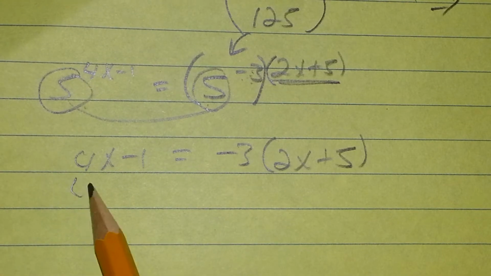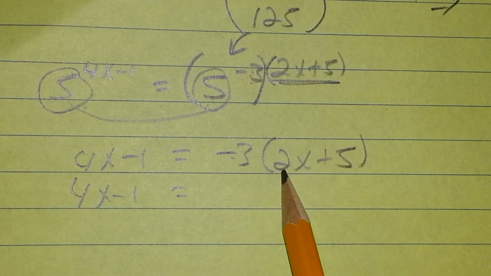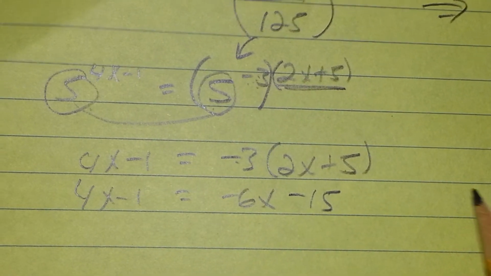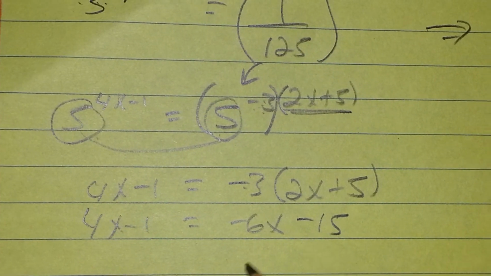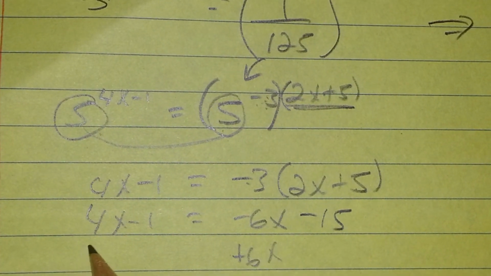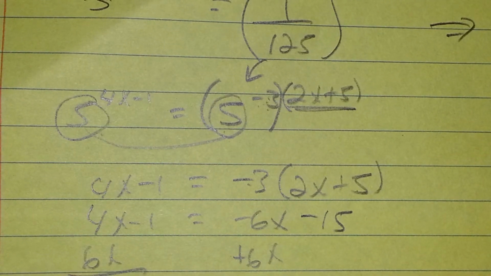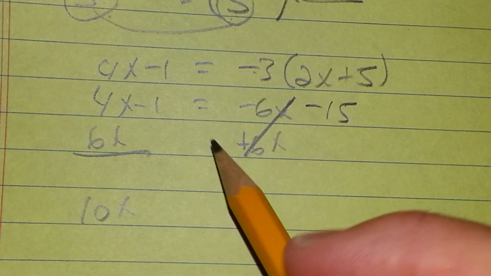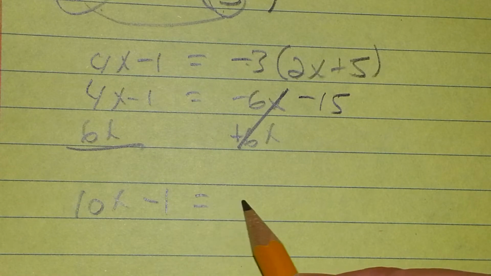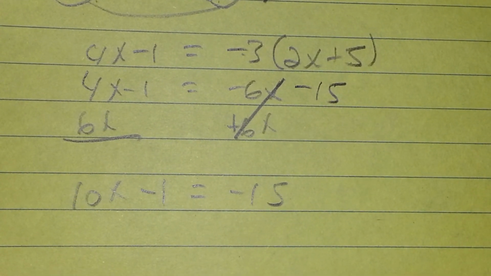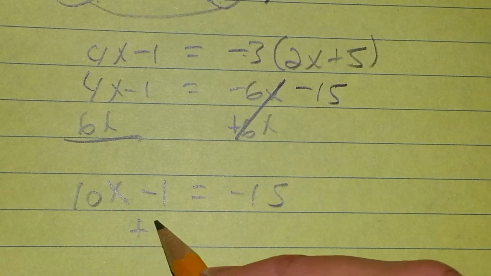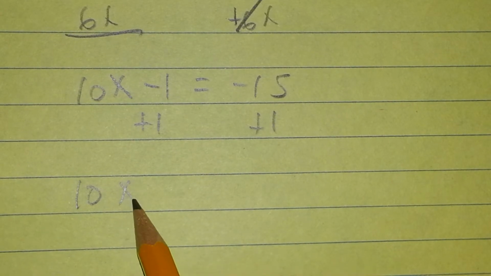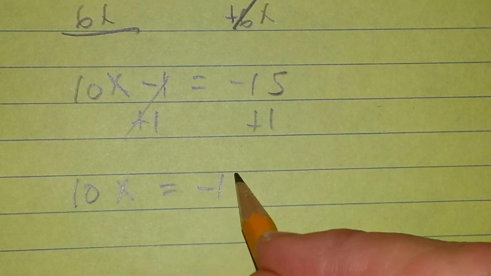So 4x minus 1 equals negative 3 times 2x, which is negative 6x, and negative 3 times plus 5 is minus 15. I'll add 6x to both sides, and I get 10x, and that's gone. I still have a minus 1 equals negative 15. Then I add 1 to both sides, and I get 10x equals negative 14.